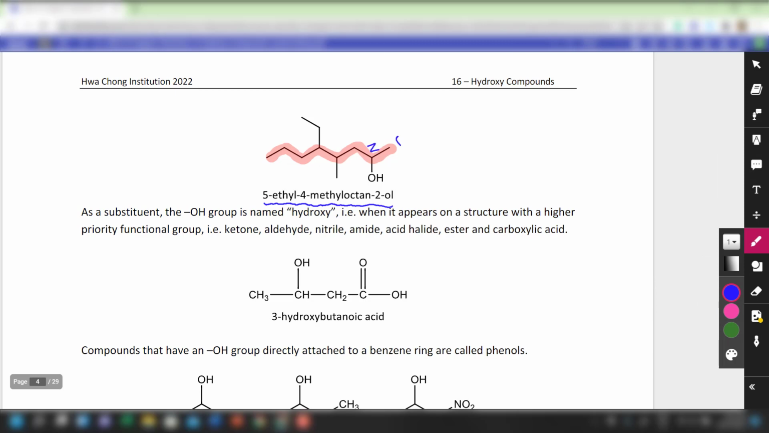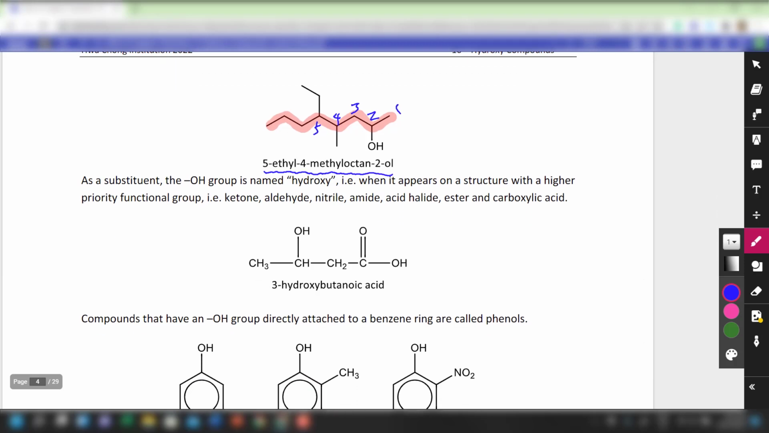So remember that hydroxy group or any functional group other than alkyl will have a greater priority. So we always give them the lowest numbering when it comes to numbering of the carbons in the longest chain. So the second carbon is hydroxyl or alcohols, OH, and then 3, 4. The fourth position is a methyl. Fifth position is an ethyl group. So that's how we came up with the name 5-ethyl 4-methyl octane 2-ol.